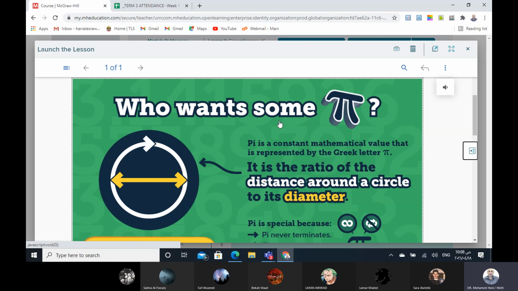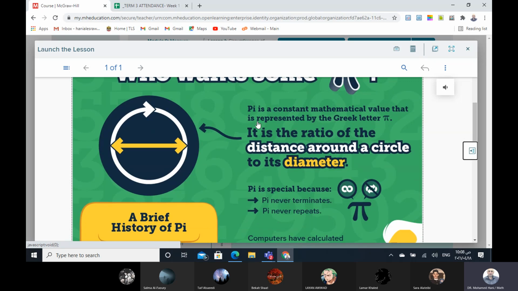Who knows this sign? The name of this sign is pi. What's the meaning of pi? Pi is a constant mathematical value that is represented by the Greek letter pi. It is the ratio of the distance around a circle to its diameter.